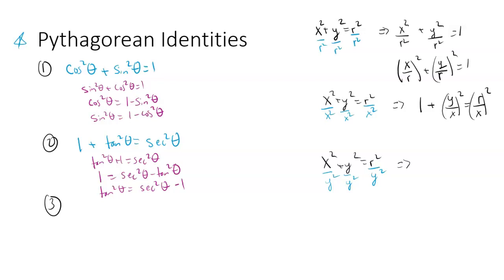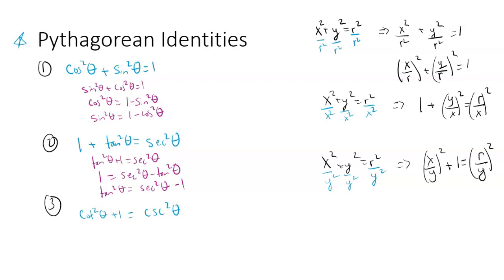I'm going to get x over y, there's your cotangent, plus 1 is equal to r over y, there's your cosecant. So cotangent squared of theta plus 1 is equal to cosecant squared of theta. So these will always go together.